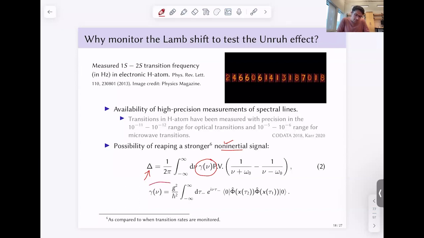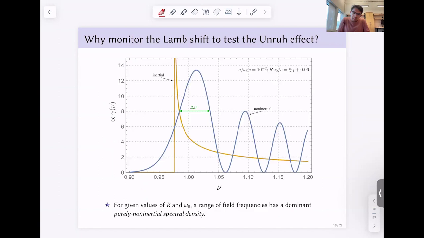So now I'll plot Gamma(nu) versus nu, where nu denotes different field frequencies, for given values of R and omega naught. And what we see is this. This is the plot of the field spectral density as a function of field frequencies for a given cavity radius and a given atom. From this plot, we see that there is a range of field frequencies, for example delta nu here and here, at which the non-inertial spectral density of the field dominates the inertial spectral density.